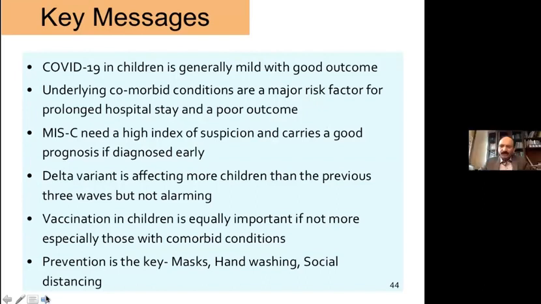I would like to finish by saying that COVID-19 in children is generally mild with good outcome. Underlying comorbid conditions are a major risk factor for prolonged hospital stay and a poor outcome. So you must recognize these children. We must have a high index of suspicion to diagnose multisystem inflammatory disease. Delta variant is affecting more children than the previous 3 waves, but it's not alarming.